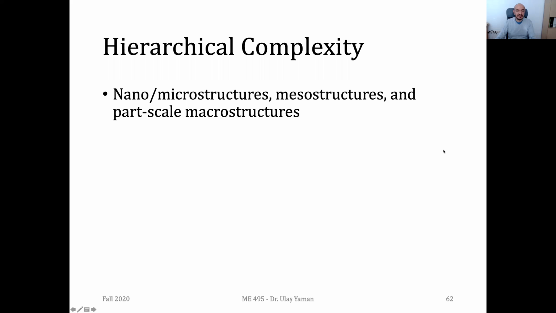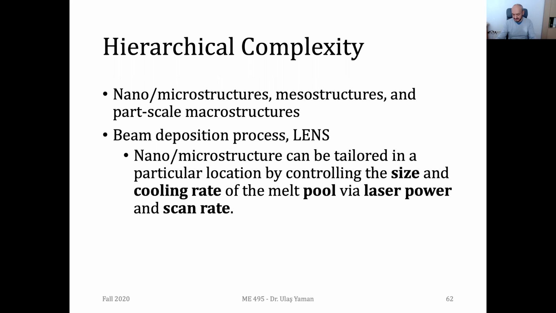Now let's have a look at another capability, hierarchical complexity. It means that if you think about, for instance, this part, assume that it is quite large, you may have little structures at one part. That might be your specific structure, but in other regions of your design, you may have larger features. They are all possible in additive manufacturing, and we name this capability hierarchical complexity.